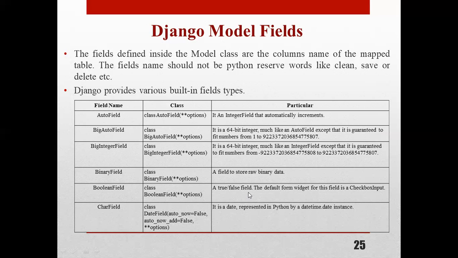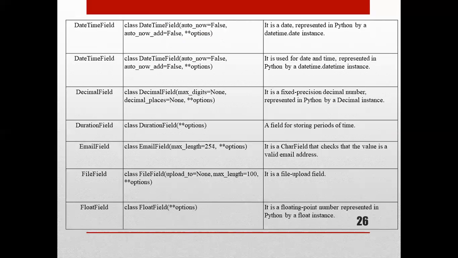The default form we get for this field is a checkbox input. Then the CharField. Then the DateField. See the representation; it is a date, represented in Python by a datetime.date instance. Then the DateTimeField. See the representation, class DateTimeField, and the options are auto_now equals False and auto_now_add equals False. It is a date represented in Python by a datetime.date instance.